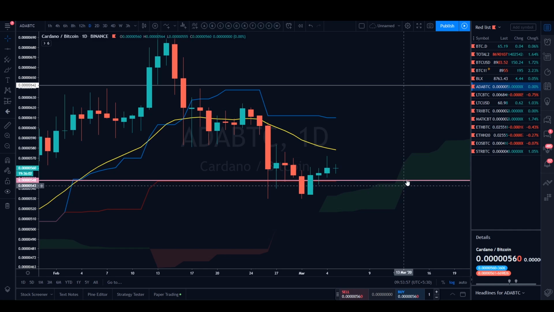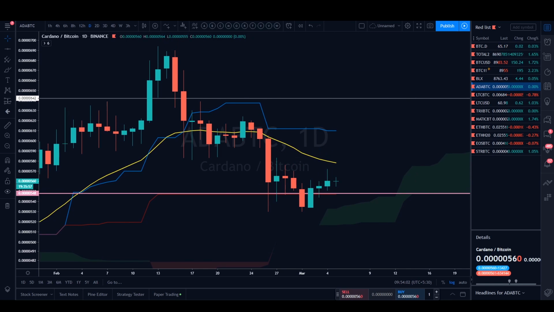Could we actually close over on the weekly time frame? So right now, this is ADA on the daily. We will be going over the 2-day time frame as well as the 4-day time frame, as we did close those 2 candles today as well.